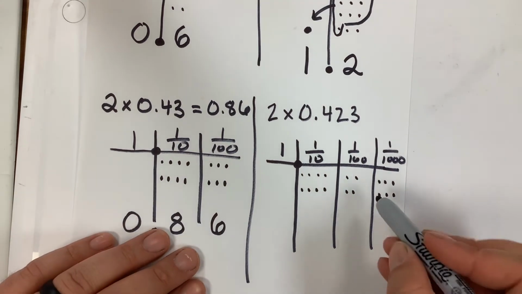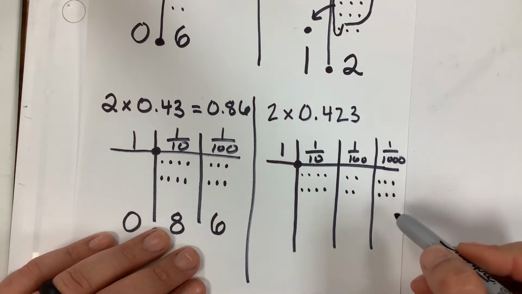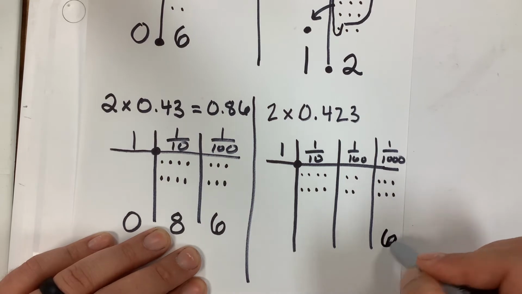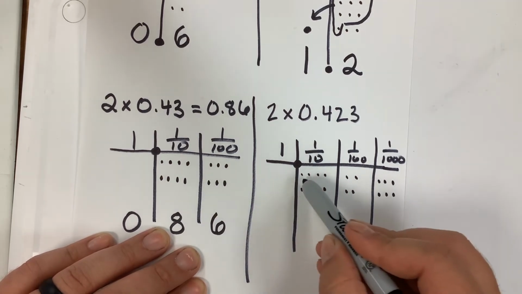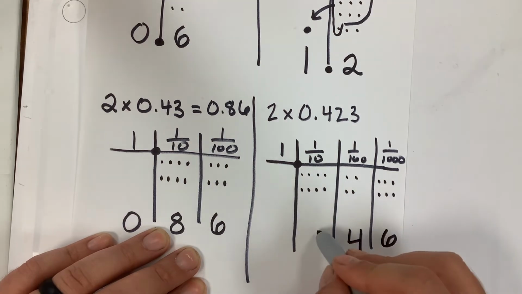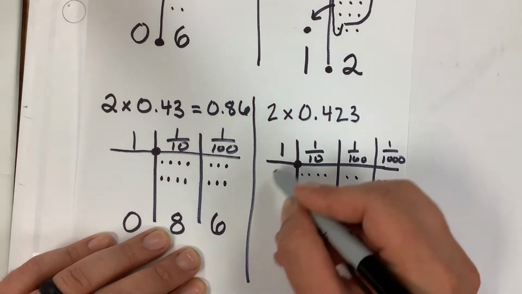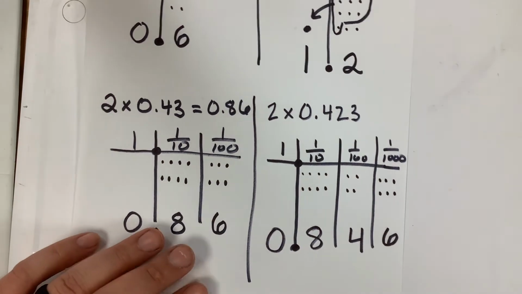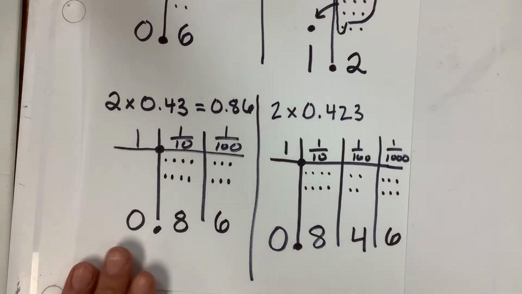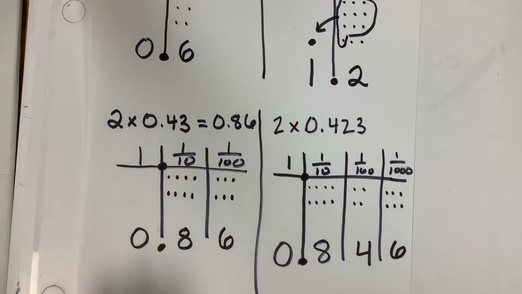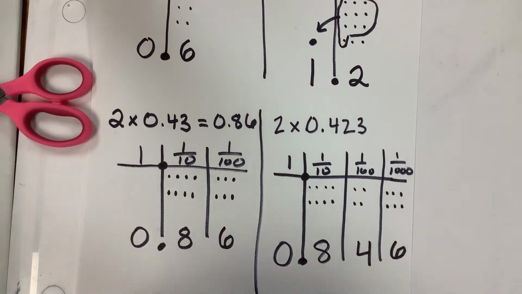Count up and see what we got. 1, 2, 3, 4, 5, 6. I don't need a bundle. 1, 2, 3, 4. Don't need to bundle. 1, 2, 3, 4, 5, 6, 7, 8. Don't need to bundle. 0. 846 thousandths would be our answer. Take a second to make sure you got that copy down. If you need to pause the video, pause the video.